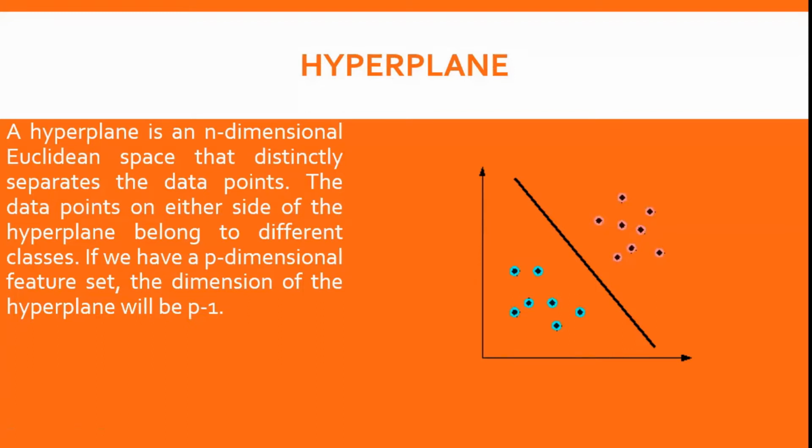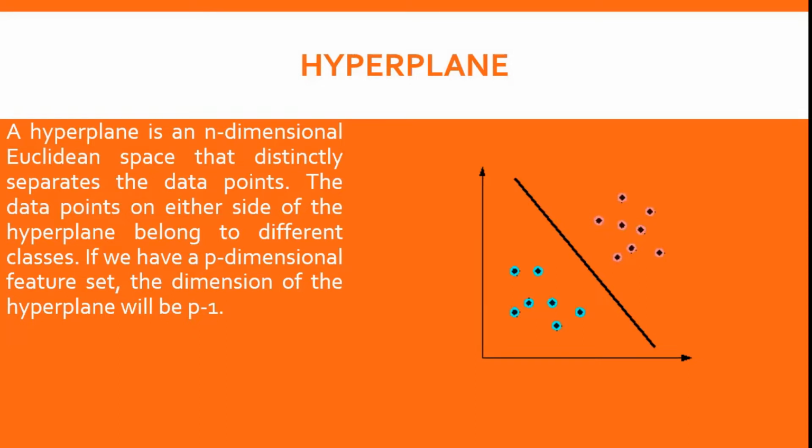Also, the dimension of the hyperplane depends upon the number of features. With the number of features, it is possible for us to identify the dimension of the hyperplane. For example, if the number of input features is 2, then the hyperplane is just a line, because of p minus 1. The feature set consists of 2 features, so the dimension you get is only 1. Suppose the number of input features is 3, then the hyperplane becomes a 2-dimensional plane.